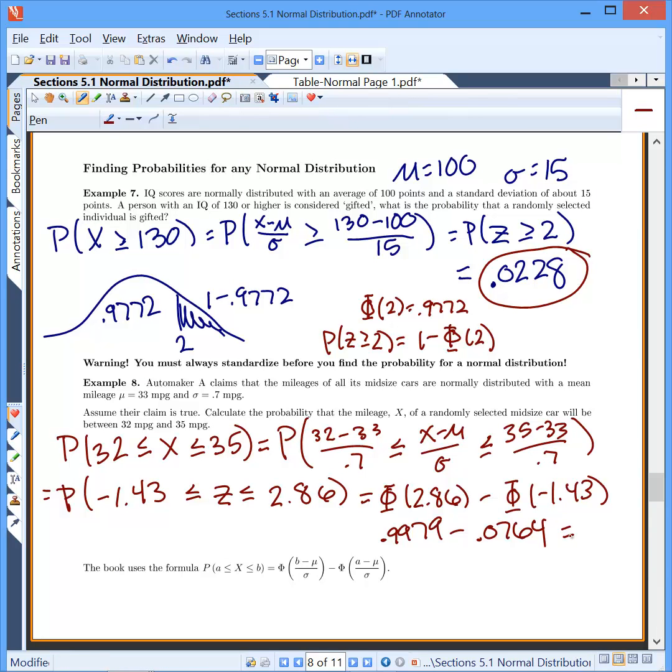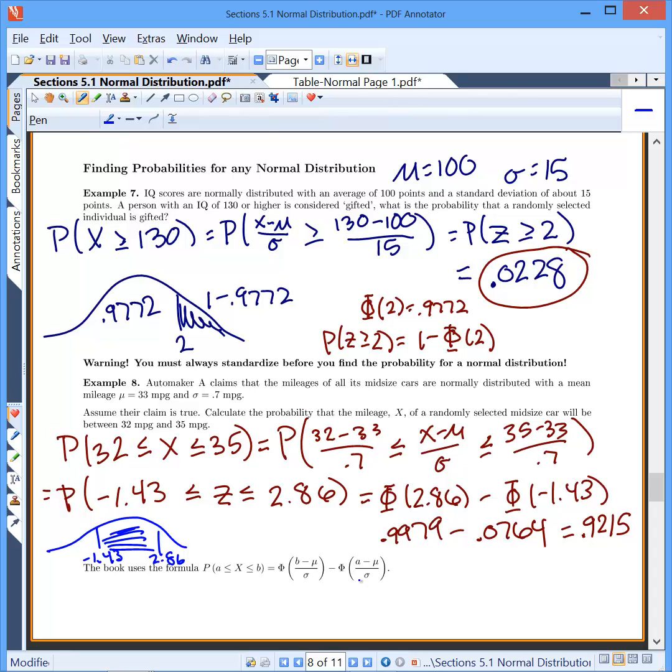Which gives me 0.9215. If I was to draw the picture for this, because I like the pictures, here's my negative 1.43, here's my 2.86, and I'm looking for the area in the middle. So what I did is I found all the area to the left of 2.86, found all the area to the left of negative 1.43, and subtracted to find the area in the middle.